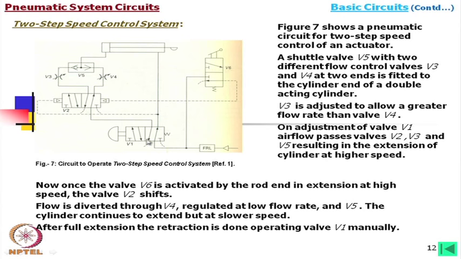This means that if we release this push button, it will come back to this position and then the cylinder will be retracted. It might also be, as I told, a push button type, or we can use a lever type, where we can fix the position of either of these.